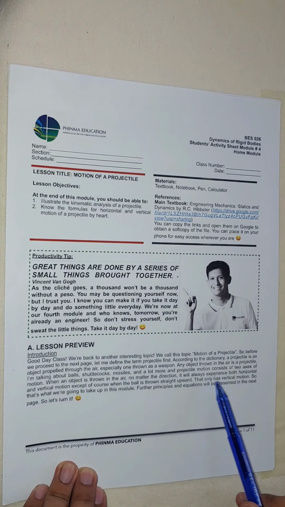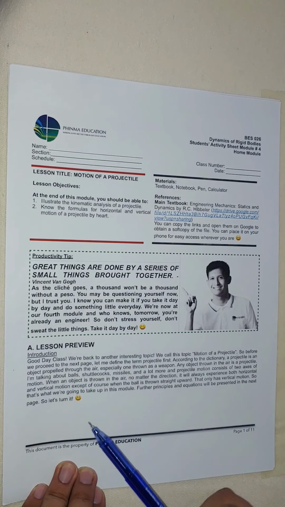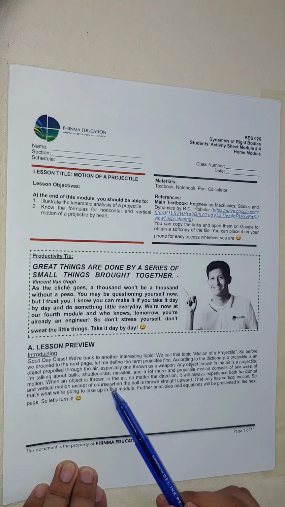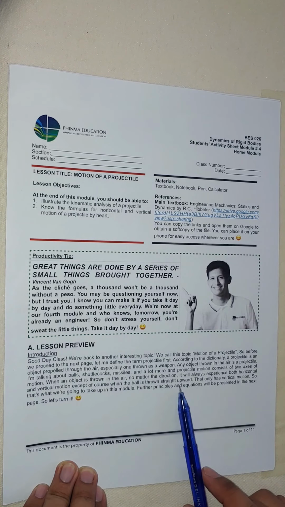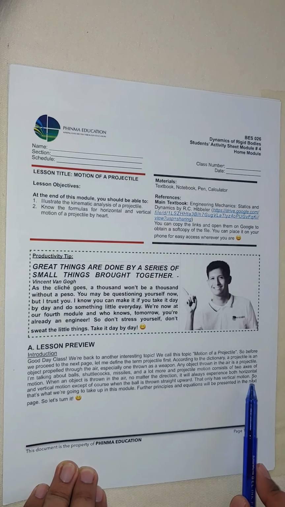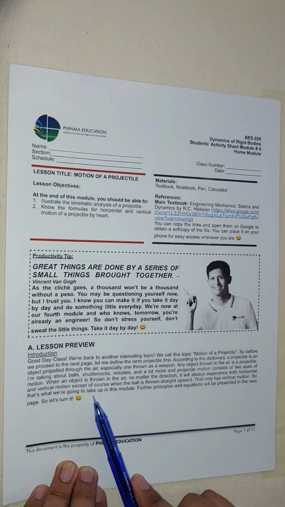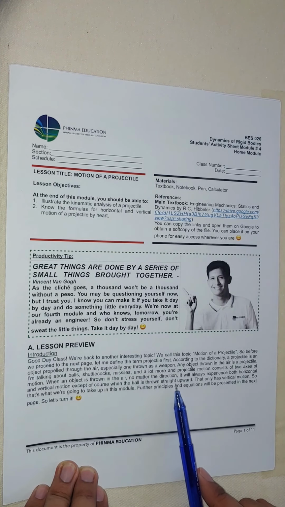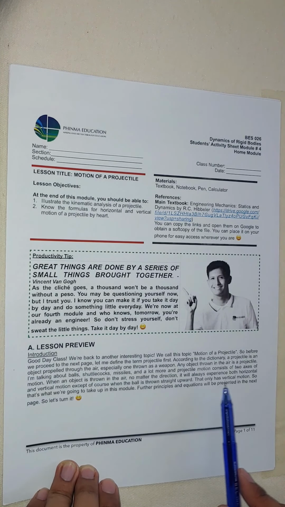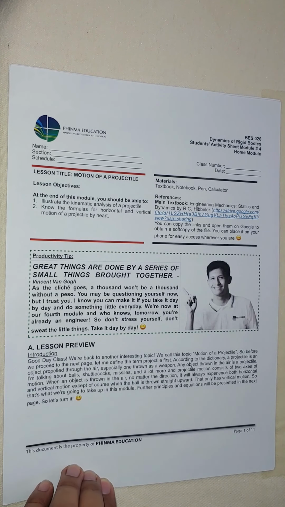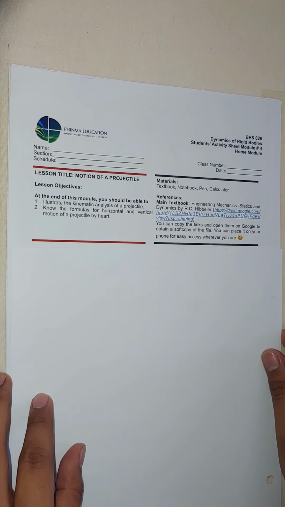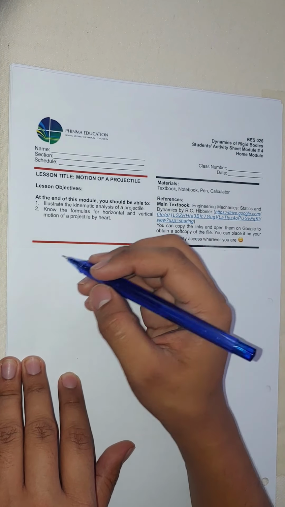So projectile motion consists of two axes of motion. When an object is thrown in the air, no matter the direction, it will always experience both horizontal and vertical motion, except of course when the ball is thrown straight upward. That only has a vertical motion. So, let's define more.